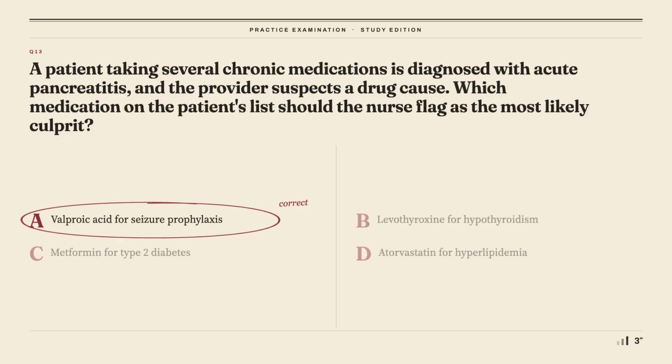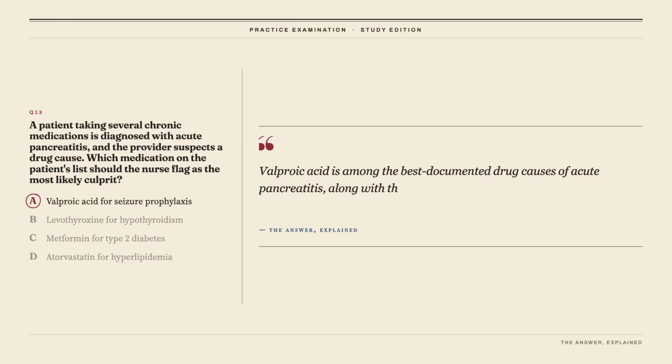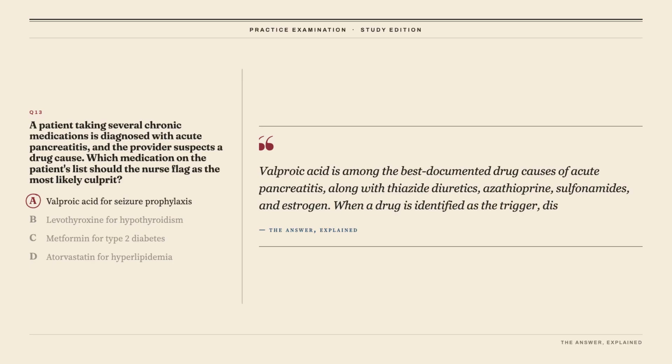The correct answer is A. Valproic acid for seizure prophylaxis. A is correct because valproic acid is among the best documented drug causes of acute pancreatitis, along with thiazide diuretics, azathioprine, sulfonamides, and estrogen. When a drug is identified as the trigger, discontinuation is part of definitive management. Flagging the agent early prevents a recurrent episode after discharge.